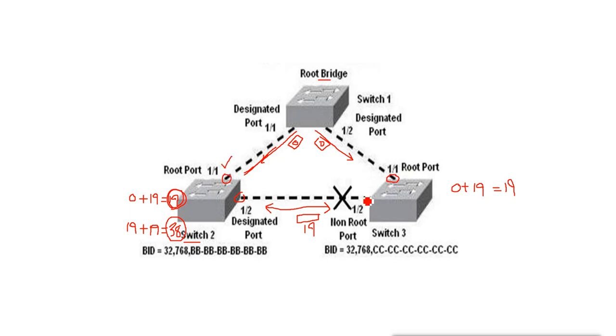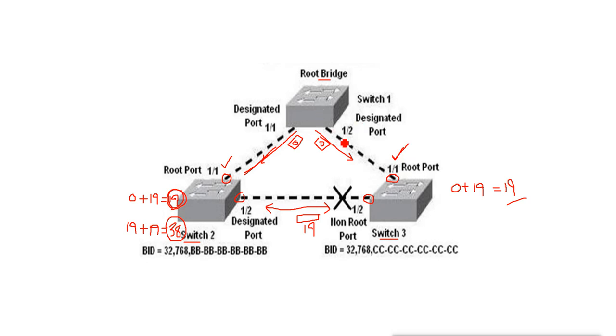And for switch 3, this is also the same. If switch 3 goes from this side, the path cost will be 19. And if it goes from this port, then it will be 38. So it will choose this port, which is the shortest path. It has the shortest path to reach the root bridge.